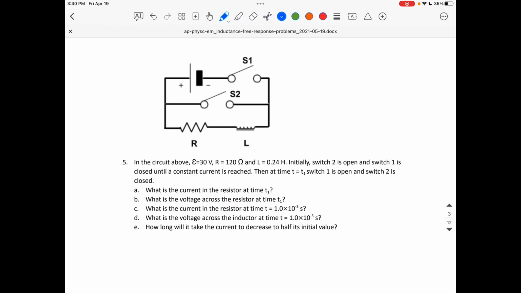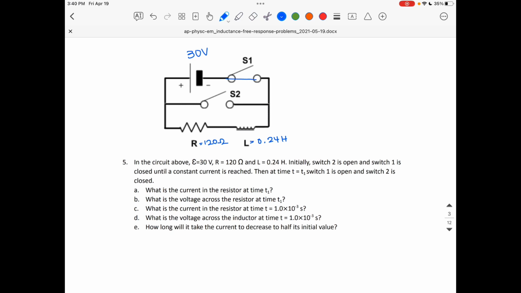In the circuit, we've got a 30-volt battery. Oops, not 30. Resistance of 120, and an inductance of 0.24. And it says that initially switch 2 is open, switch 1 is closed until constant current is reached.